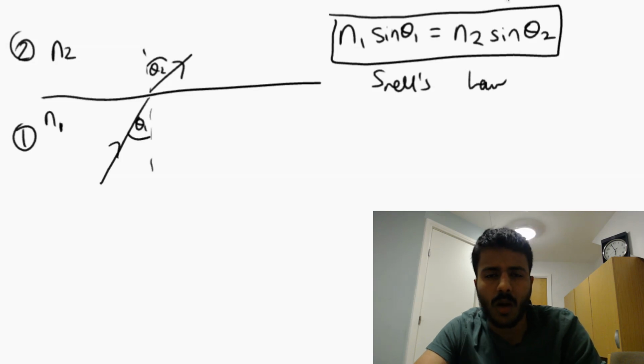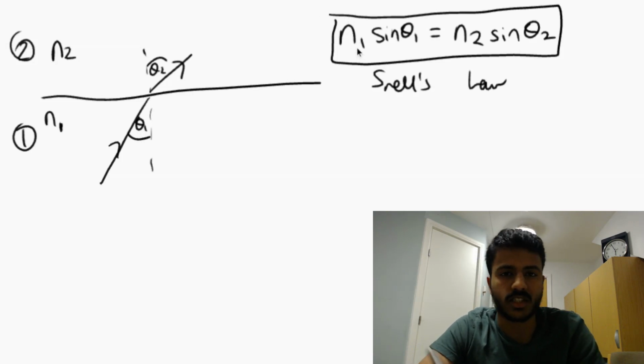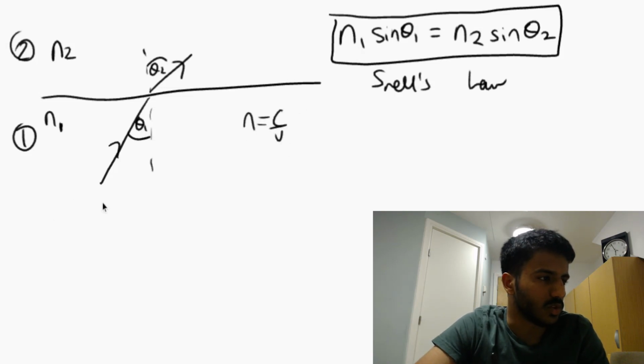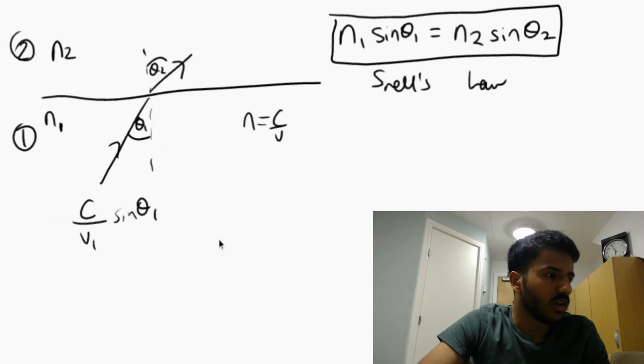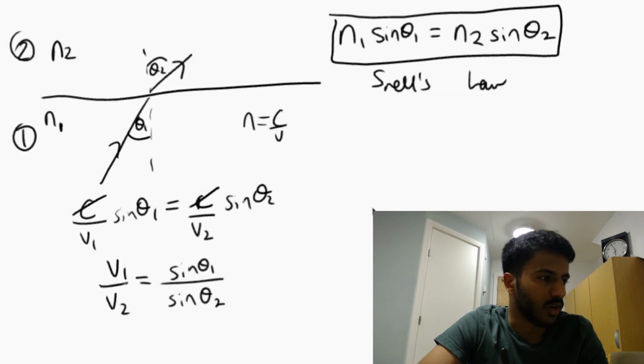Now there are a couple of tricks that you can do with this equation. We know that n1 or n is equal to c over v. So n1 is equal to c over v1, sine theta 1, and n2 is equal to c over v2, times sine theta 2. And we can cancel the c's and do a bit of rearranging to get that v1 over v2 is equal to sine theta 1 over sine theta 2.